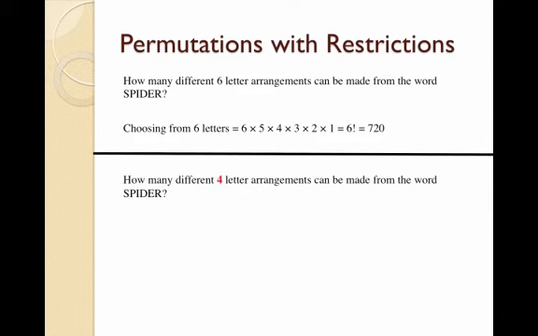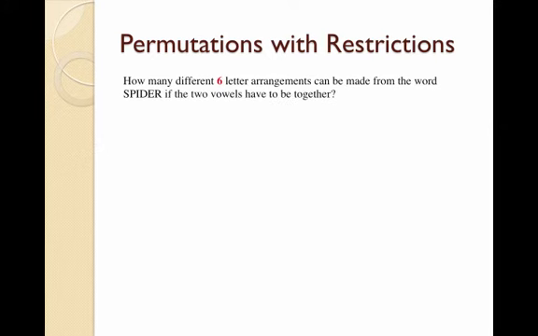Let's look at something slightly different. How many different 4-letter arrangements can be made from the word spider? So we're choosing from 6 letters, 4 at a time. This is 6 times 5 times 4 times 3, or 6P4, which gives an answer of 360 different arrangements.